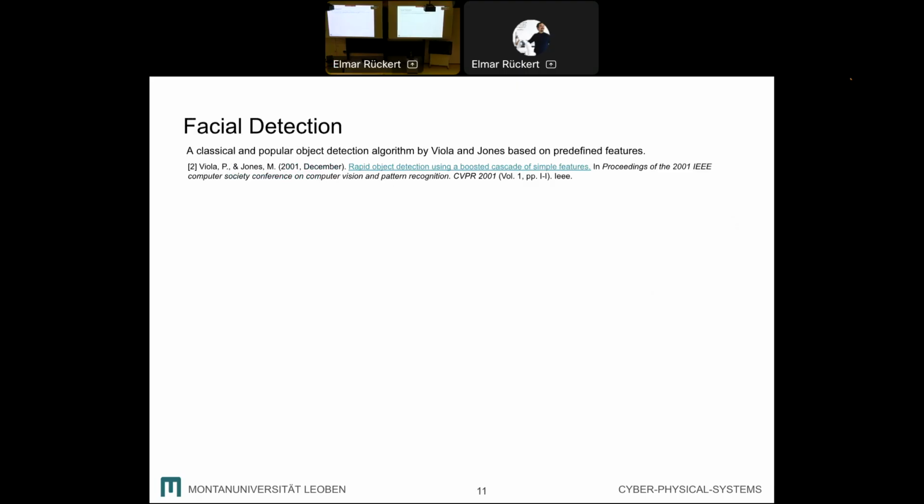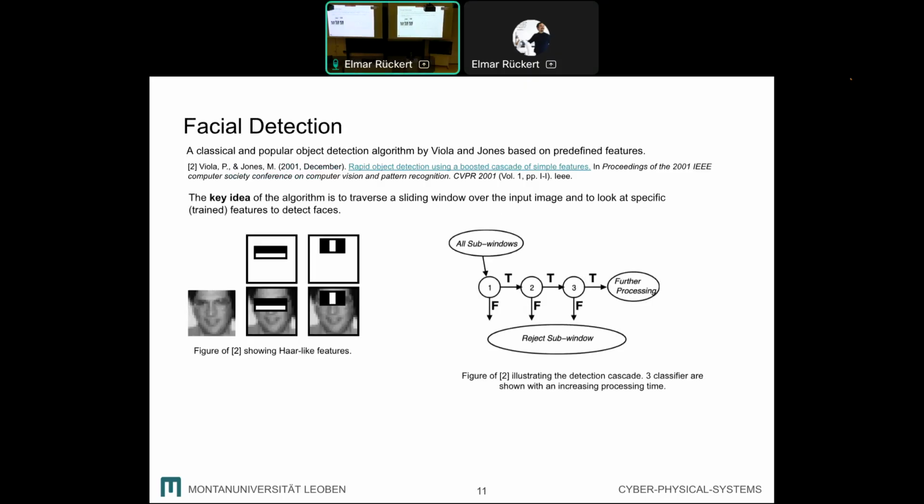Yet, let's talk about a different application. This is a classical facial detection problem. And let's look at this algorithm. This algorithm was developed by Viola and Jones in 2001. It's a very popular computer vision algorithm. It was a popular one back then. We call it nowadays the classical computer vision algorithms.